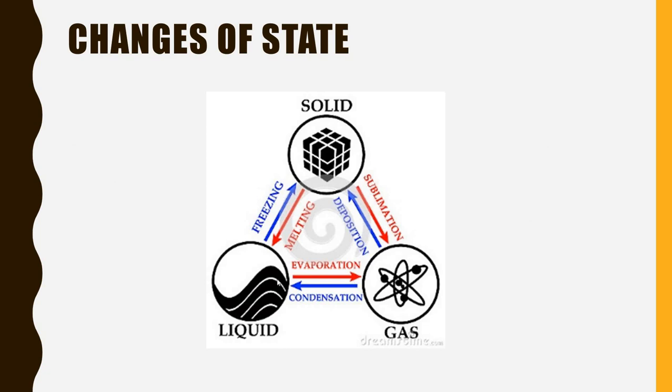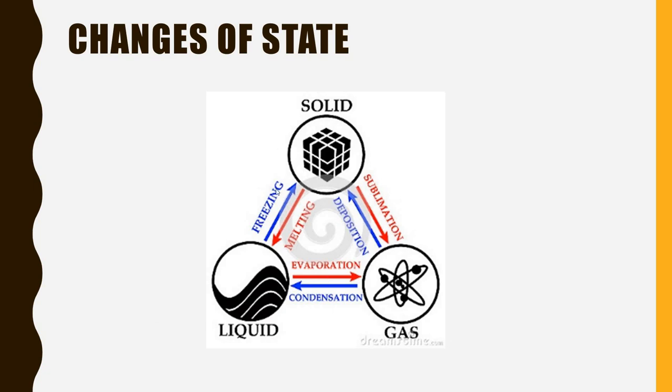So we have 6 different phase changes. 4 of them you're probably familiar with, 2 a little bit different. So let's start down at the bottom and move clockwise. So when we have a gas going to a liquid, we call that condensation. So that's, say, the morning dew on grass. And when we have a liquid going to a gas, we call that evaporation. So think about that steam that is coming off when you boil water.